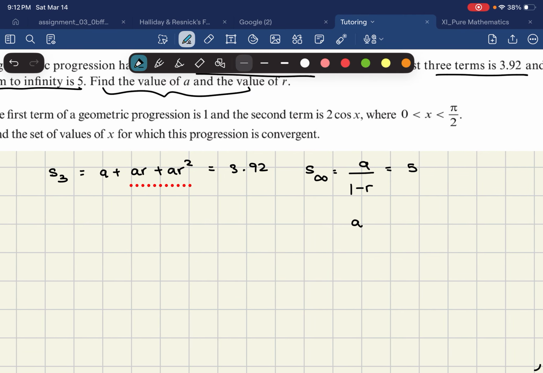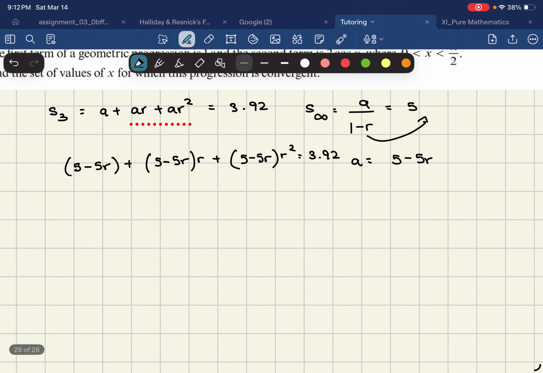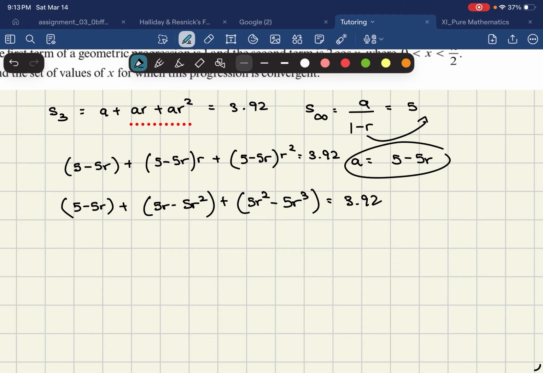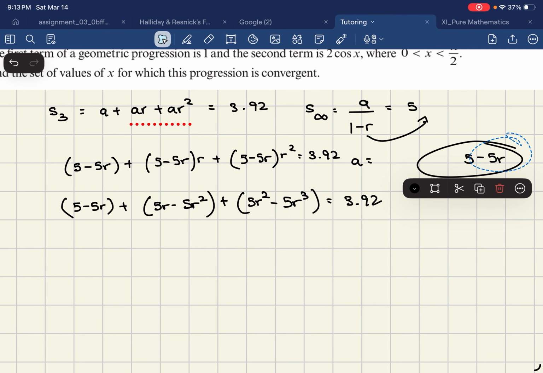All right, so I know that a is equal to 5 minus 5r, right? If I multiply by this on both sides. And I can substitute this expression. So I have 5 minus 5r plus 5 minus 5r times r plus 5 minus 5r times r squared is 3.92. And now, if I simplify, I get 5 minus 5r from my first term plus 5r minus 5r squared from my second term. And for my third term, I get 5r squared minus 5r cubed. And that is 3.92. So let me take this a bit further so that you don't get confused.